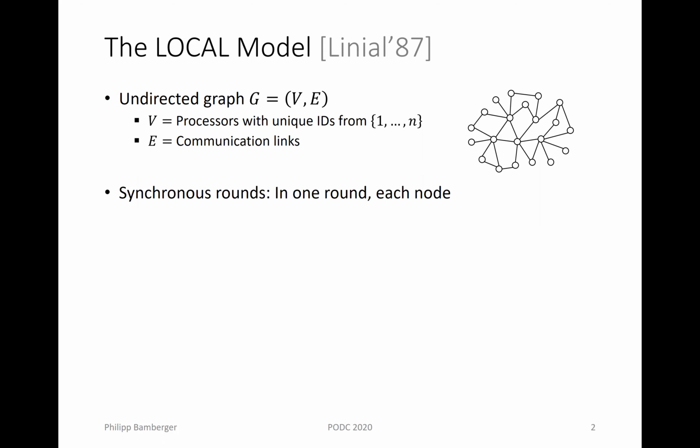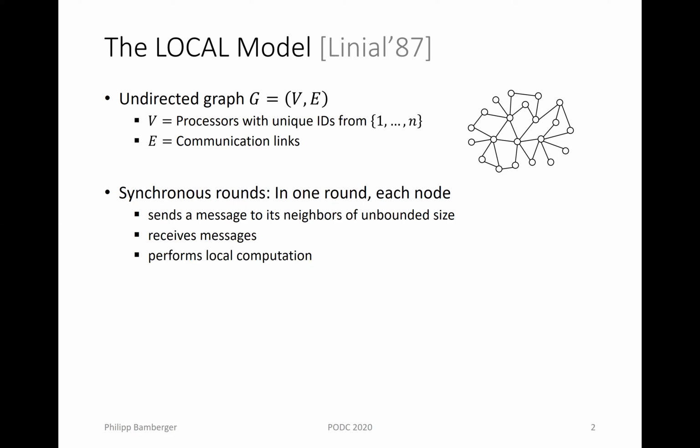Time is divided into synchronous rounds, where in each round, each node can send a message of arbitrary size to each of its neighbors, receives messages from its neighbors, and performs arbitrary internal computations using unlimited memory. At the end of the algorithm, each node needs to know its local part of the solution, for example, its own color in the case of distributed coloring.